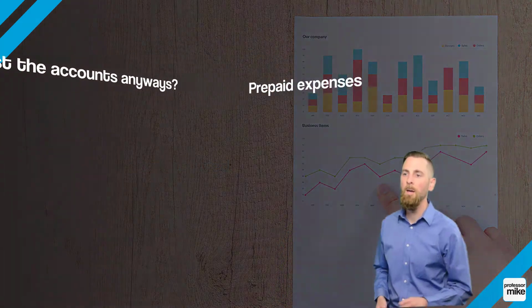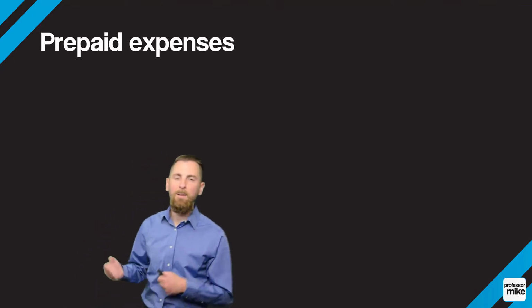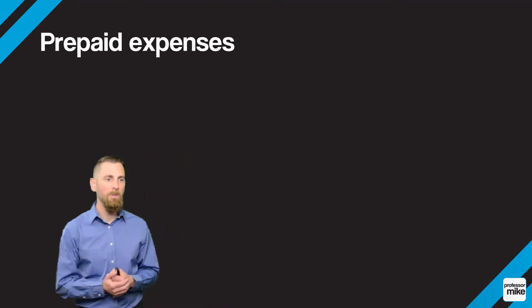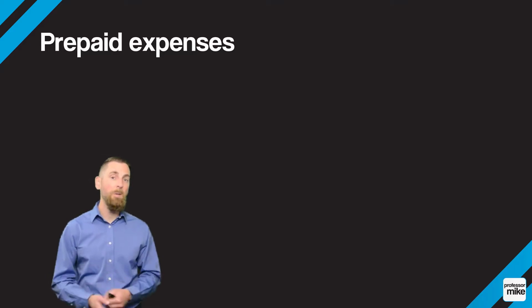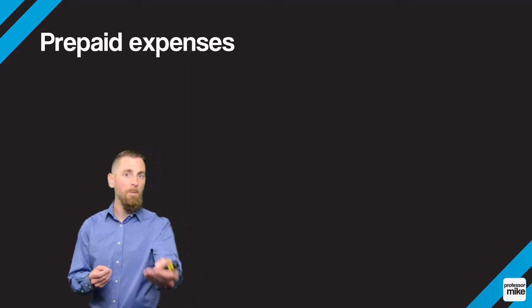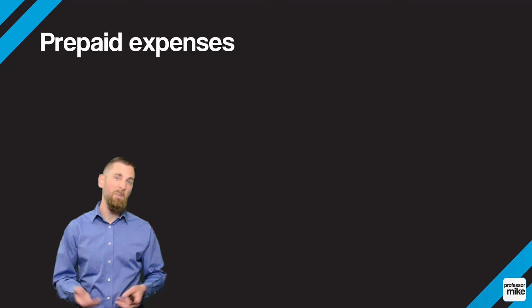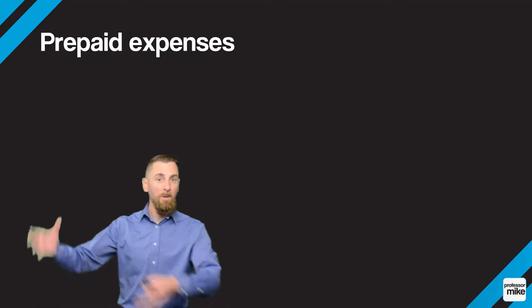So let's talk about prepaid expenses. These are costs that are paid in advance of receiving their benefits. They're recorded as assets because what we've done is we prepaid, so we've traded cash for the promise of something in the future. That might be for something like supplies. We bought a bunch of supplies.